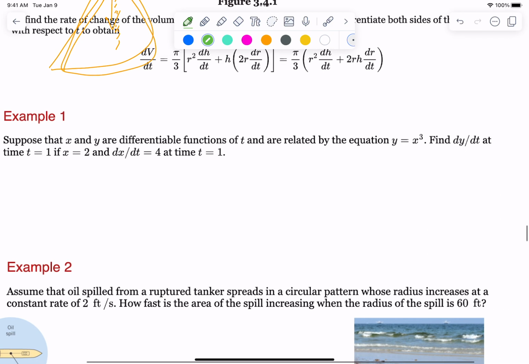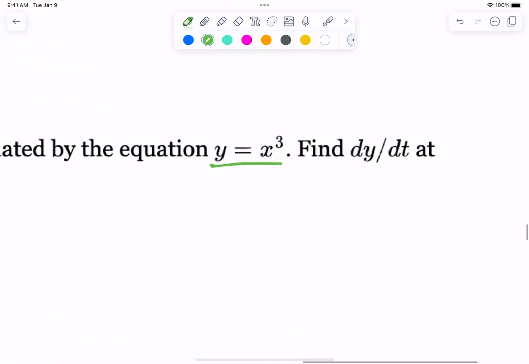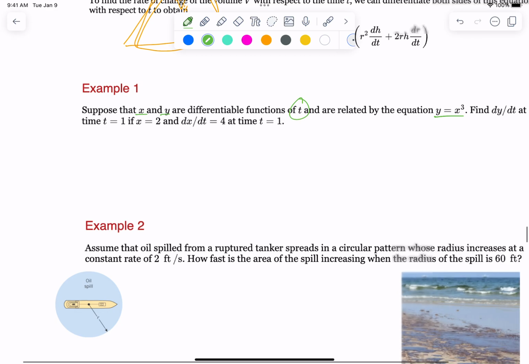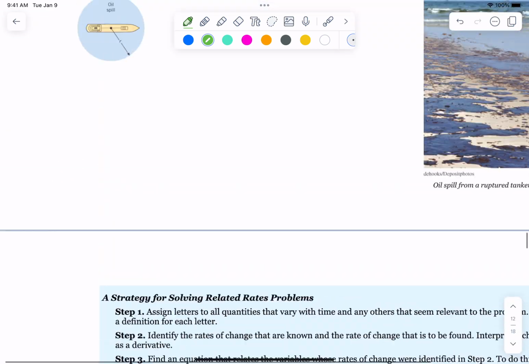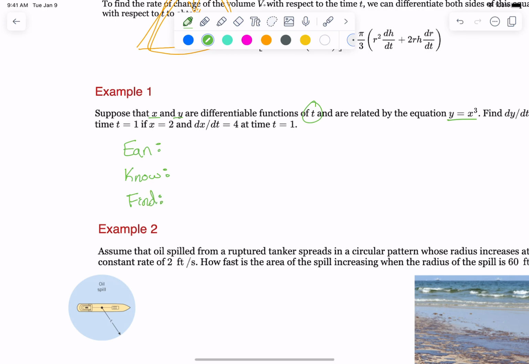All right, so let's go to example 1. It says, suppose that x and y are differentiable functions of t. The equation is y equals x to the 3rd power, okay? So when I do these problems, a lot of times I like to write down what my equation is, what I know, and what I'm trying to find. Every single time I do a related rates problem, I fill all 3 of those things in: the equation that I have, what I know, what I'm trying to find.